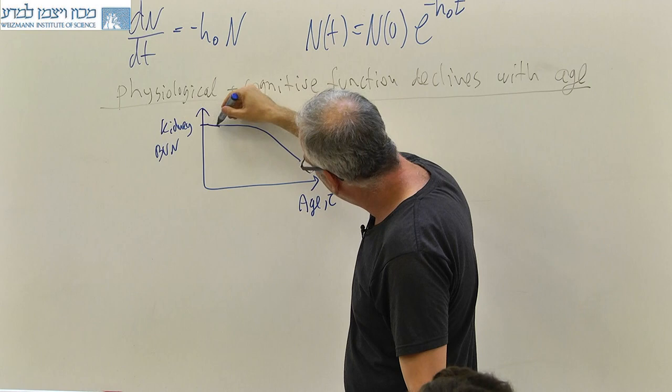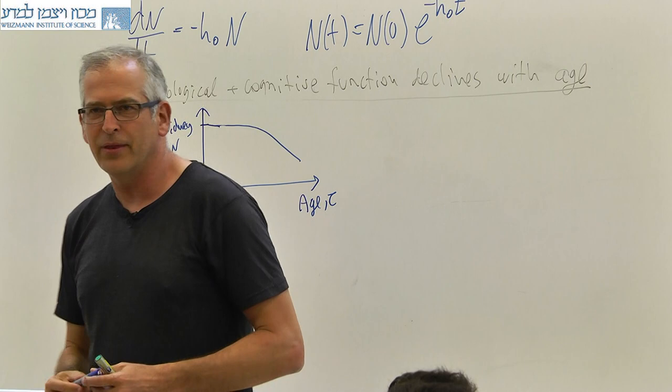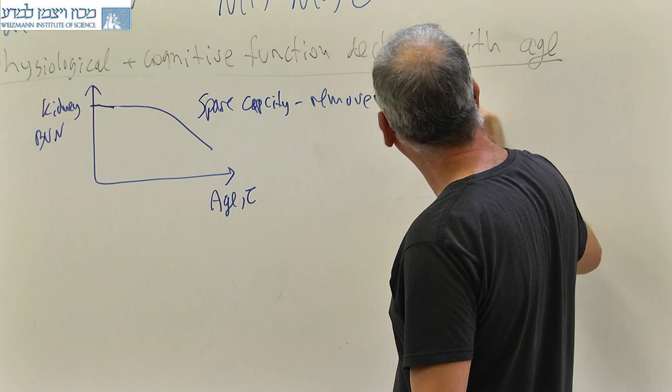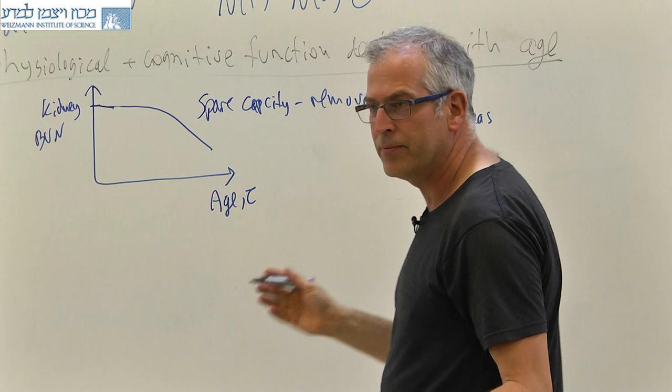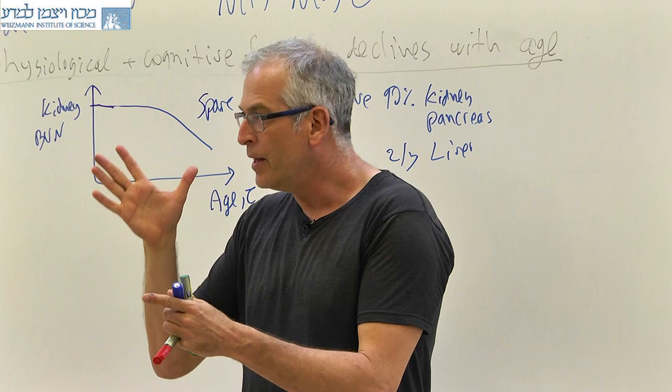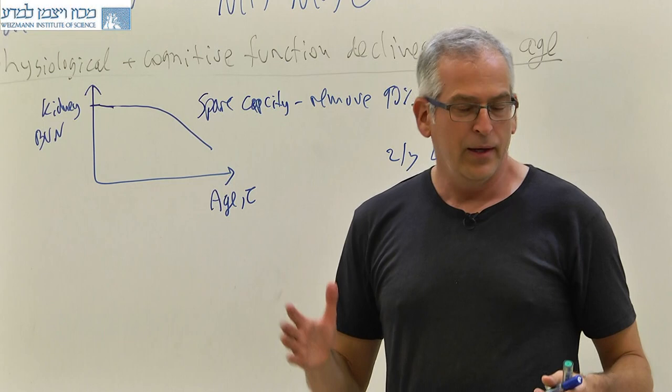And why? Because a lot of organs have spare capacity. That's another interesting thing. You can remove 90% of the kidney, pancreas, 2/3 of the liver, and the person's fine. You can donate your kidney, and be fine. So organs have spare capacity. You die when you go down to 10%. Also, when we talk about autoimmune disease, you can kill 90% of the beta cells before you get the symptoms.